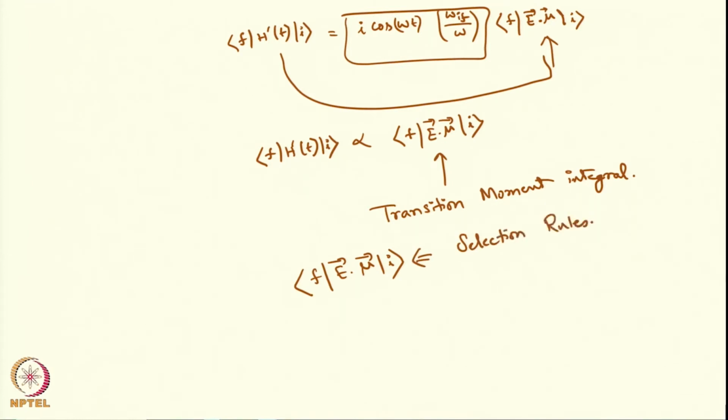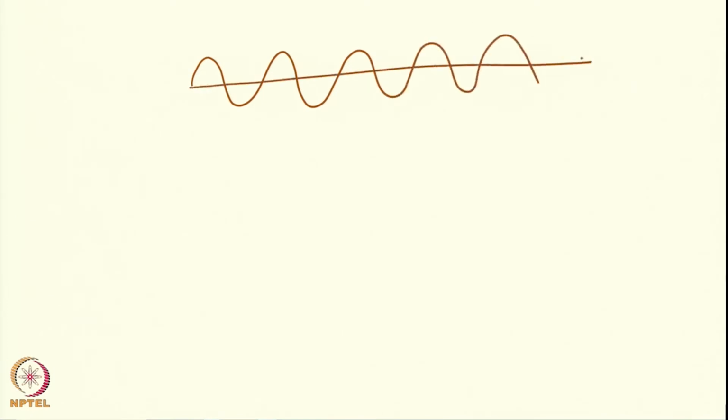Now let me give a simple example. Let us suppose there is an electromagnetic radiation which is going like that. This is the direction of propagation R, and your electric field vector E is along this. Of course, when it goes down it becomes minus E. So the electric field vector is going up and down in this direction.